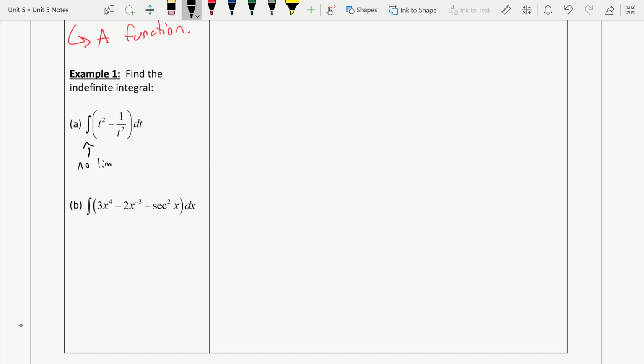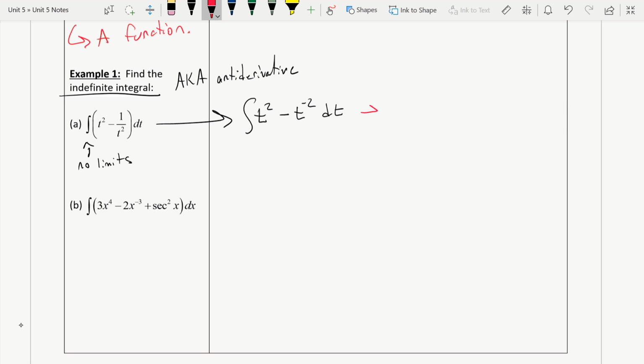No limits. So all we need to do is anti-derive. It's the exact same thing. It's an indefinite integral, aka antiderivative. I do see an exponent in a denominator here, so before I go too far, the first thing I'm going to do is change that to be a negative exponent, and then let's go ahead and anti-derive. We'll use the power rule here twice, so that'd be t cubed over 3. Got to add 1 to the exponent, divide by the new exponent. Same thing here. I'm going to add 1 to the exponent, divide by the new exponent.